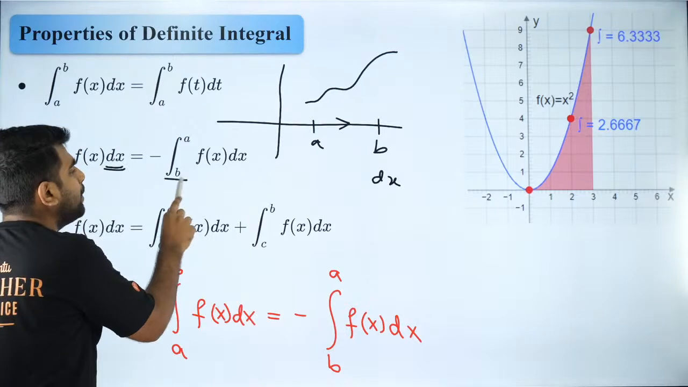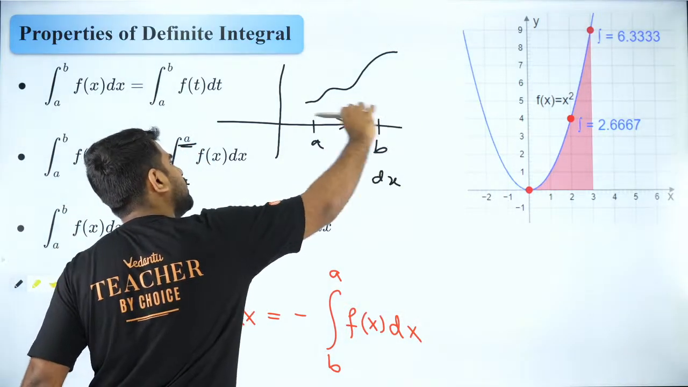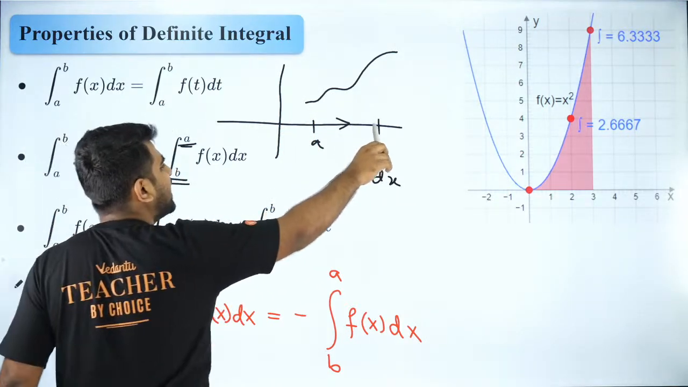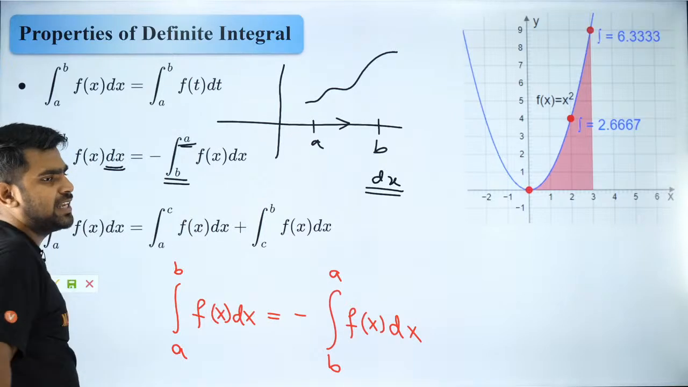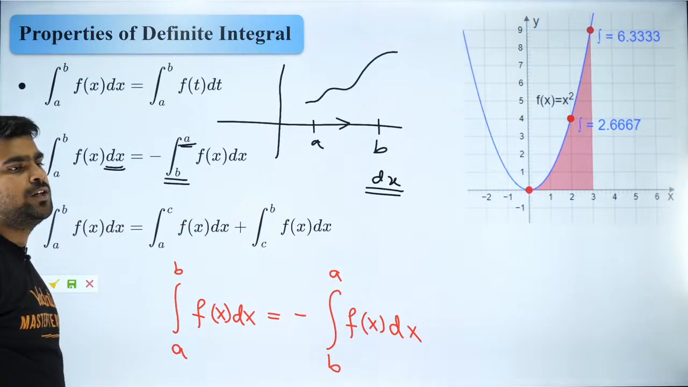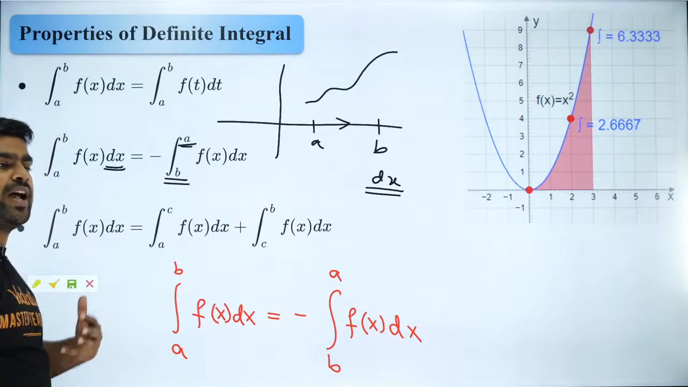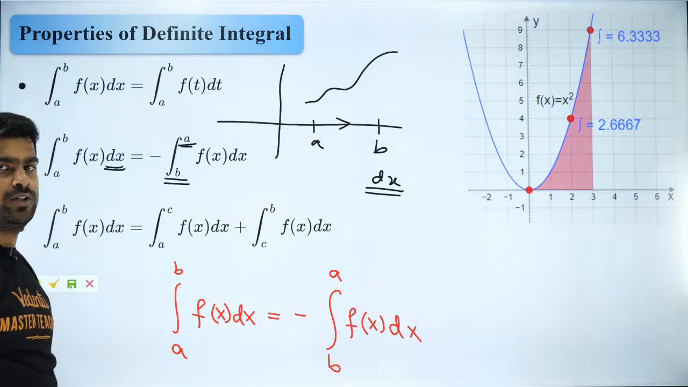But when I go from B to A, how am I moving? I am moving in this direction. Don't you agree? So I am moving in a direction opposite to that of dx. That is why you see a minus sign here. Are you clear? Did you like it? Everything has an explanation. That is how you have to learn things. You have to reason it out.